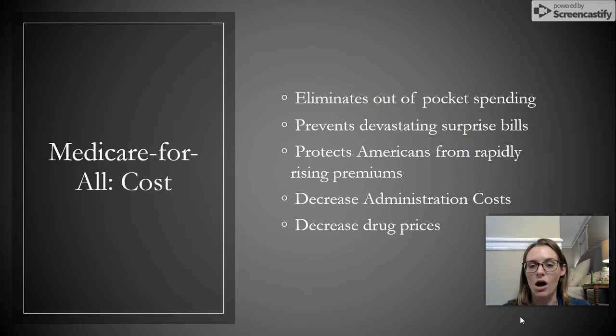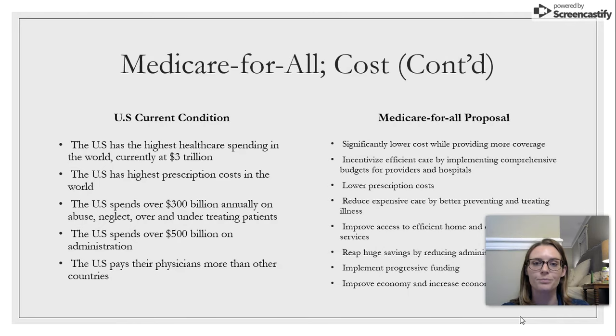Medicare for All costs would decrease significantly according to the arguments, because it would eliminate out-of-pocket spending. It would prevent patients from receiving surprise bills. It would protect Americans from rapidly rising premiums. It would decrease administration costs, and it would drop drug prices dramatically, if not capping them completely.